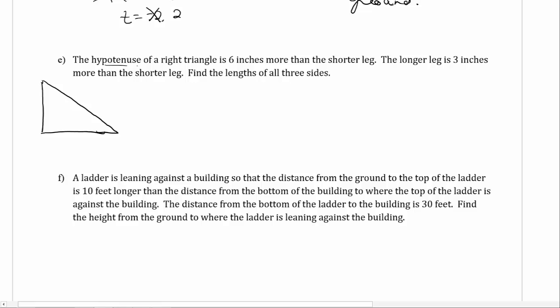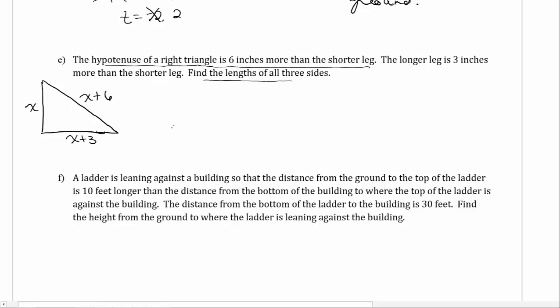So first it says the hypotenuse of a right triangle is 6 inches more than the shorter leg. So here's the shorter leg, so we're going to call that x. The hypotenuse is 6 inches more than that, so that would be x plus 6. And the longer leg is 3 inches more than the shorter leg, so this one would be x plus 3. And we want to find the length of all 3 sides.